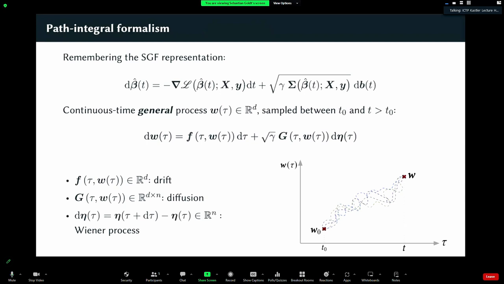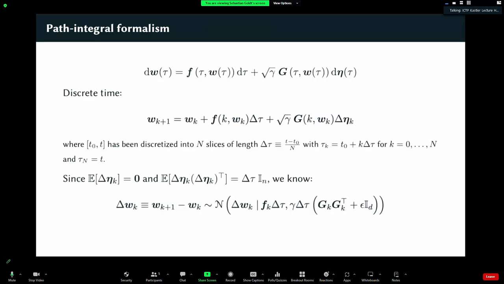Remember the SGD representation. We consider this general process sampled between T0 and T. By general, I mean that I just replace this gradient of L by some F and that modeling by some G. Depending on your system, you can replace them the way you want if they satisfy some regularity conditions. F is the drift and G is the diffusion. So this is the picture: we have many trajectories being sampled between W0 and W. Here I changed the notation just to stress that this is not just related to learning theory. You could have an SDE for any problem that you want to solve and try to apply these ideas.